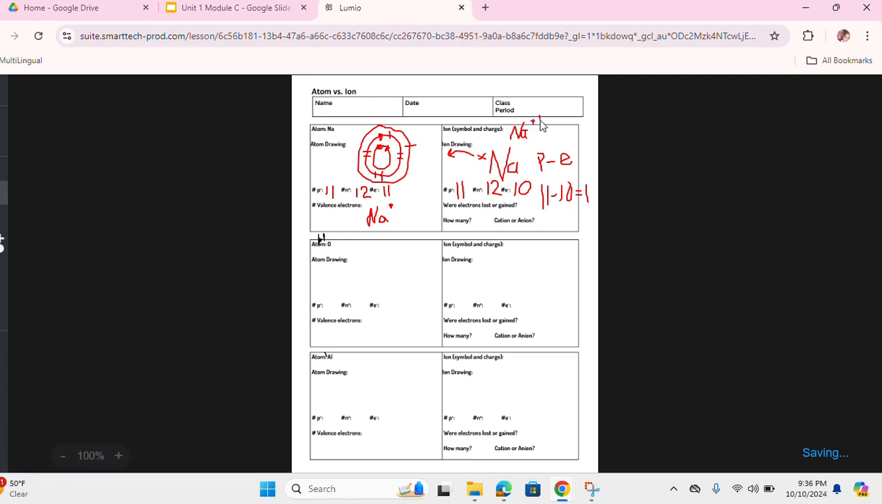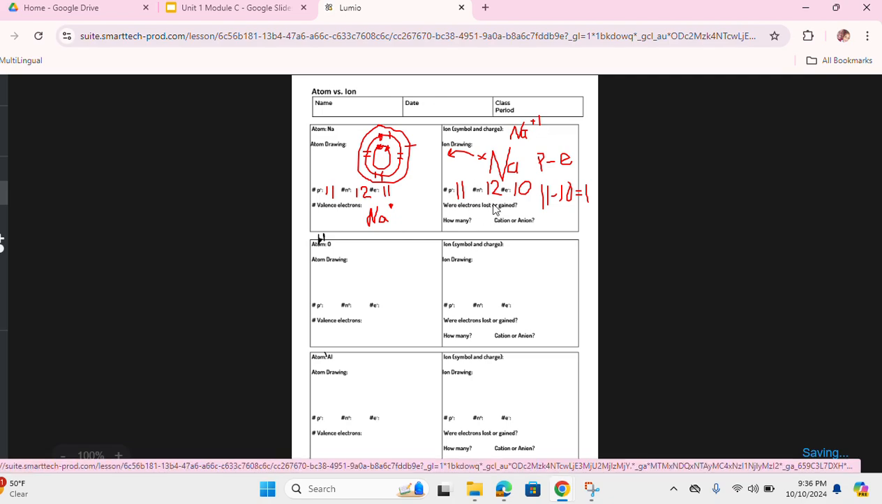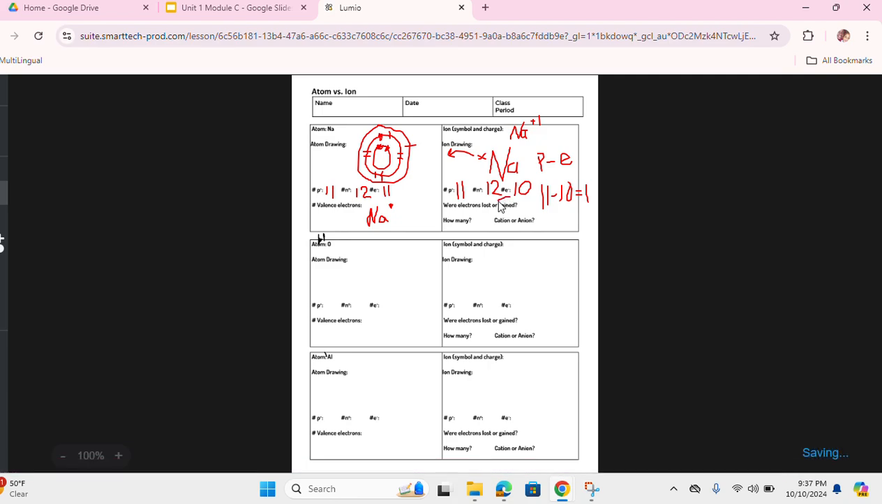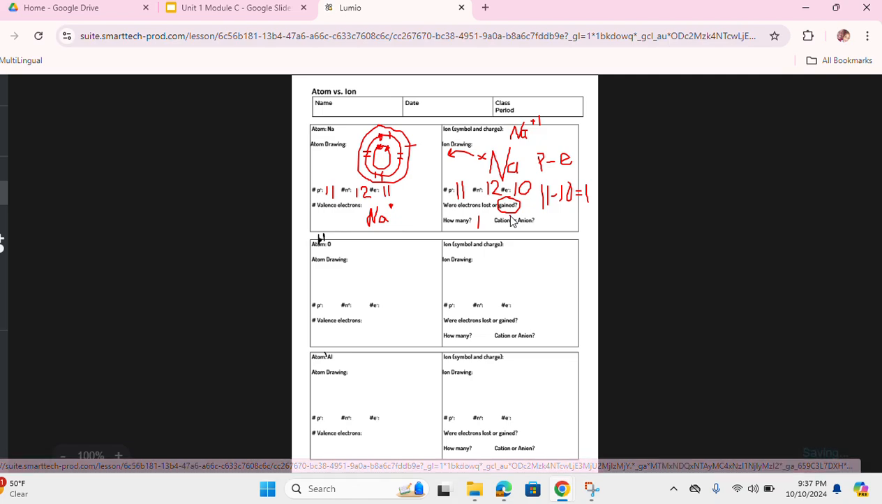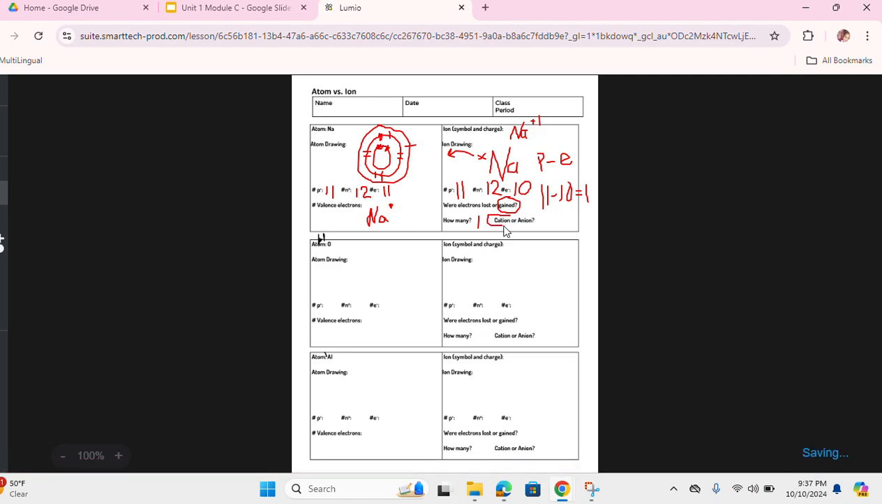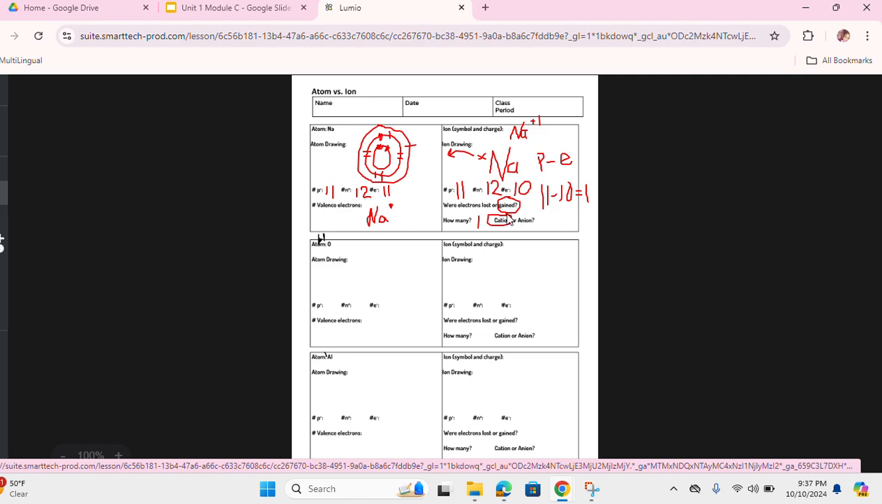So plus 1. So were electrons lost or gained? In this case, electrons are lost. How many? One electron was lost. And that makes it a cation. So the way I remember is cations have more letters than anion. So anything that has a positive charge would be a cation. Anything with a negative charge will be an anion. And again, it's really not related to the name. I just think of cation as being positive because it has more letters.